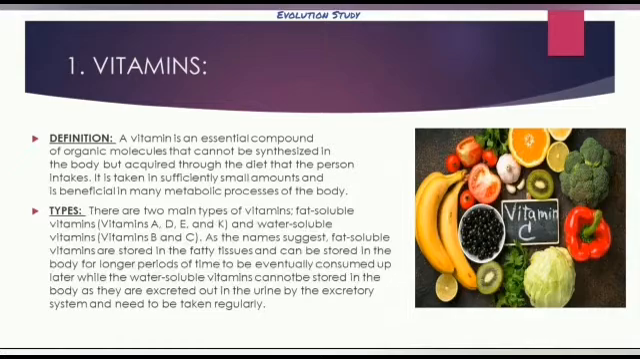Now the types. There are two main types of vitamins: fat-soluble vitamins, vitamins A, D, E and K, and water-soluble vitamins, vitamins B and C. As the name suggests, fat-soluble vitamins are stored in the fatty tissues and can be stored in the body for longer periods of time, to be eventually consumed later, while the water-soluble vitamins cannot be stored in the body as they are excreted out in the urine by the excretory system and need to be taken regularly.